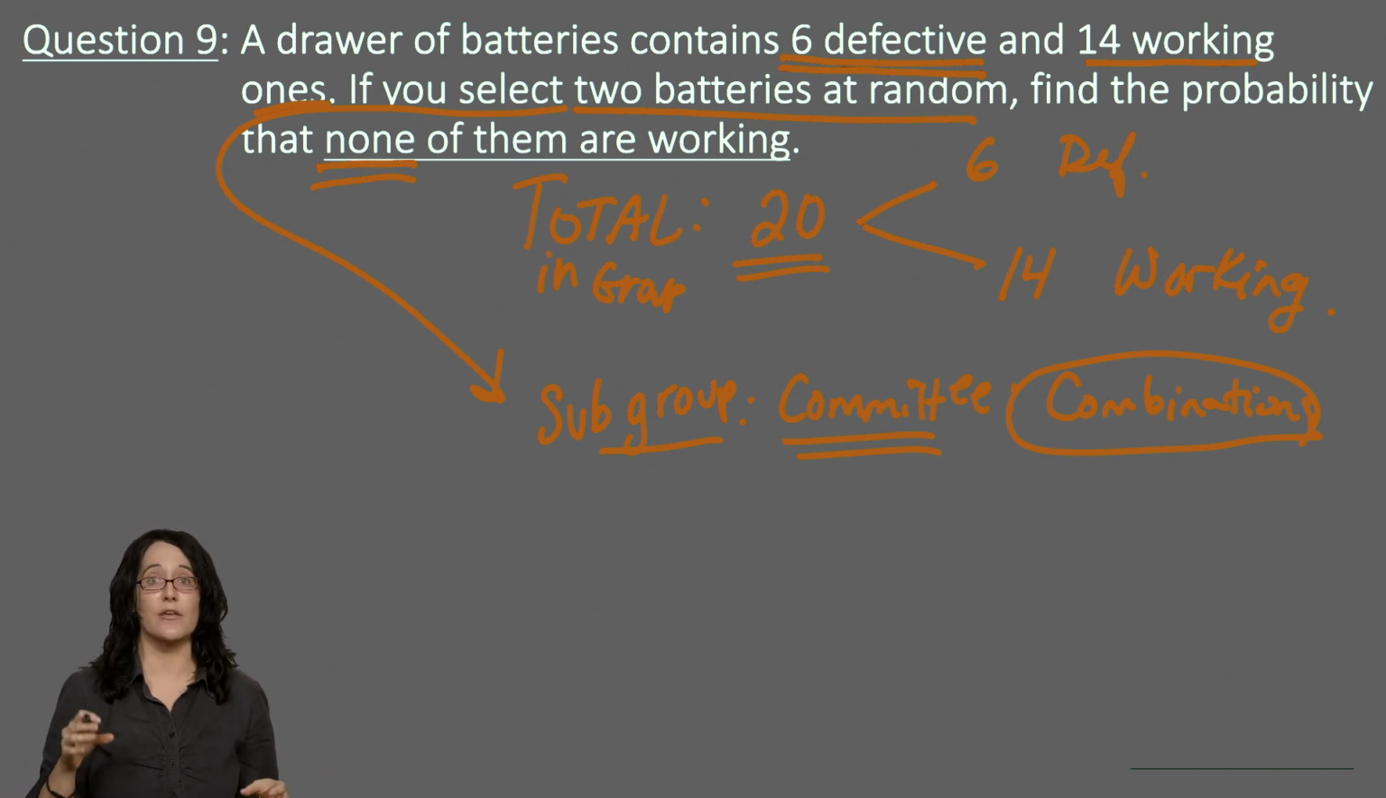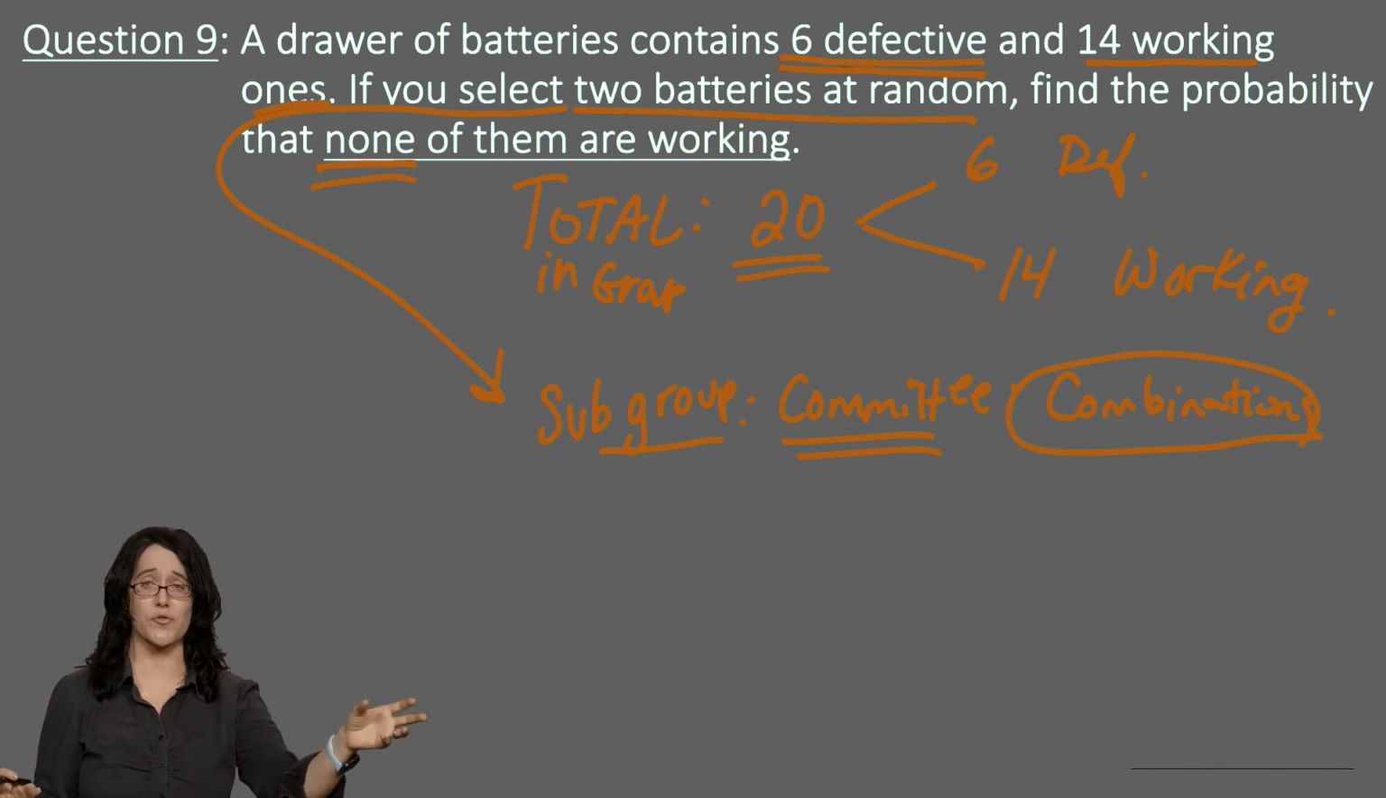If, on the other hand, you were picking someone to be the president of your organization and someone else to be the treasurer, then the order in which you select them would make a difference if you're picking people out of a hat, okay? But for combinations, you just want to know, are you on the committee or not? Same thing for my batteries. I just want to know, am I defective or am I working, right?